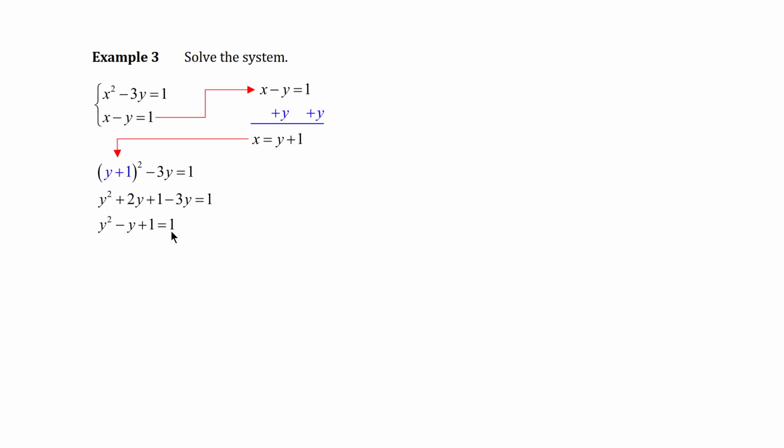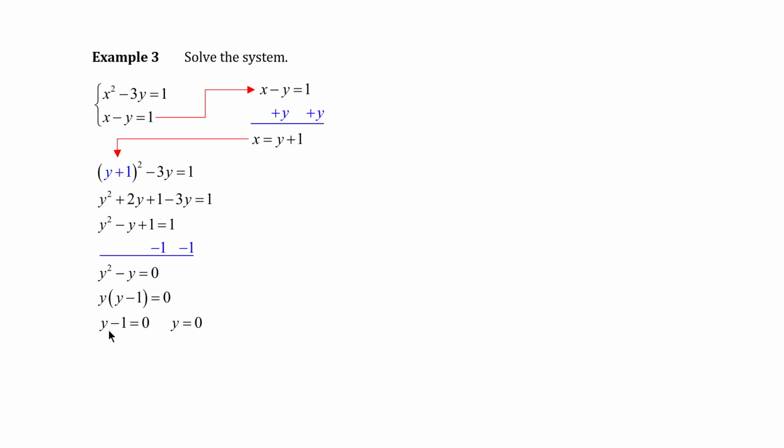Next, we set the equation equal to 0 by subtracting 1 from both sides. The result is y squared minus y equals 0. Next, we can factor out a common factor of y. We get y times (y minus 1) equals 0. From here, we apply the zero factor property. We get y minus 1 equals 0 and y equals 0.